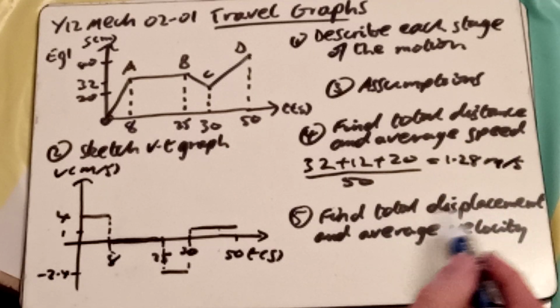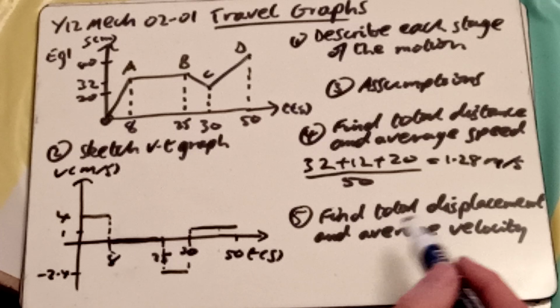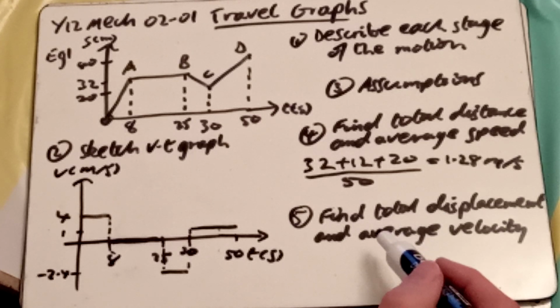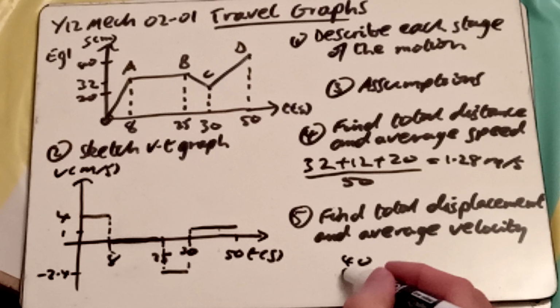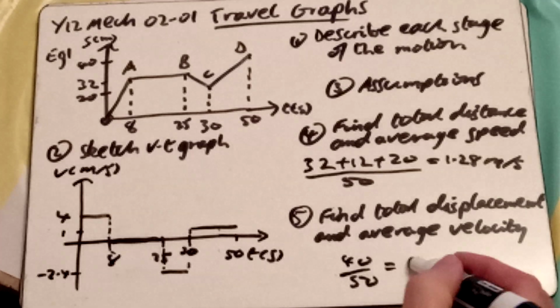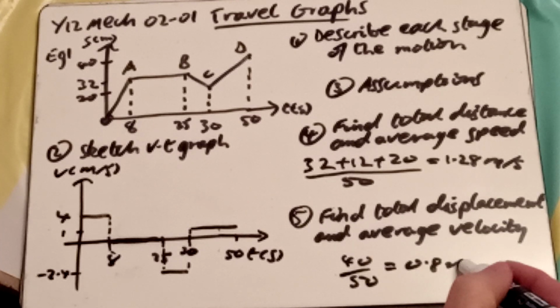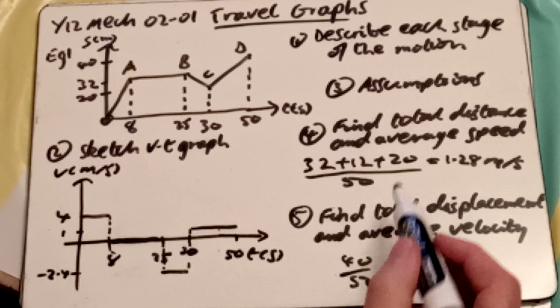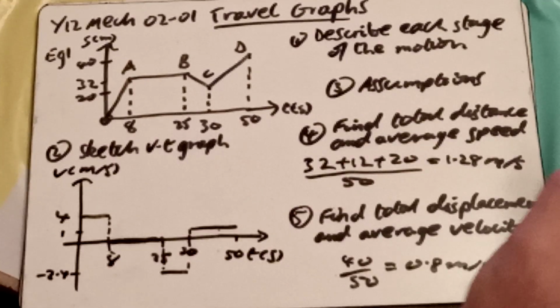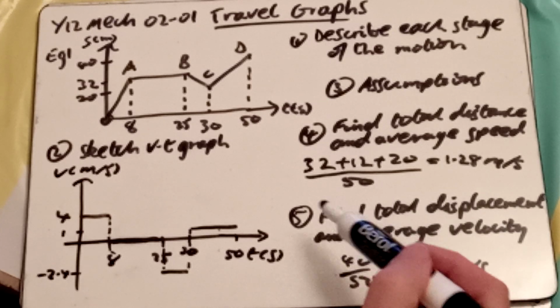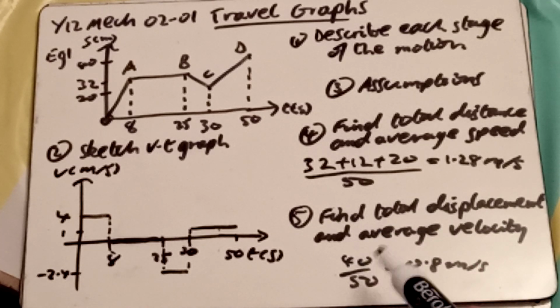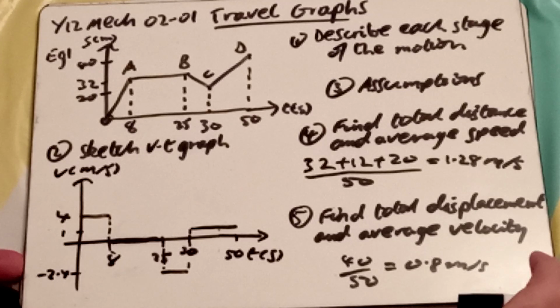Total displacement and average velocity though, well, in all, I'm 40 metres away from where I was, so it's 40 over the 50, which is 0.8 metres per second. Notice the difference between the distance covered, because I go forward, then backwards a bit, then forward again, and the displacement. I've ended up a total of 40 metres away from where I started. So that's my first example.